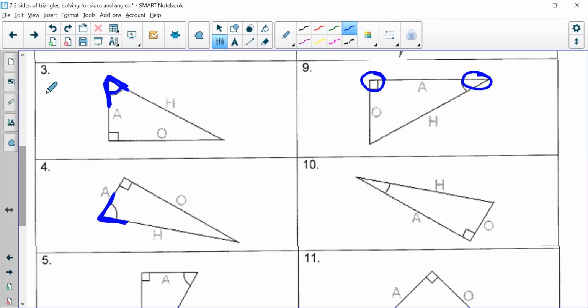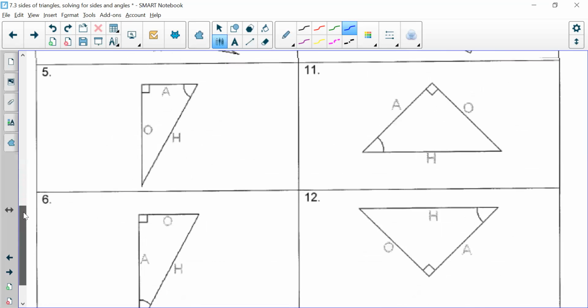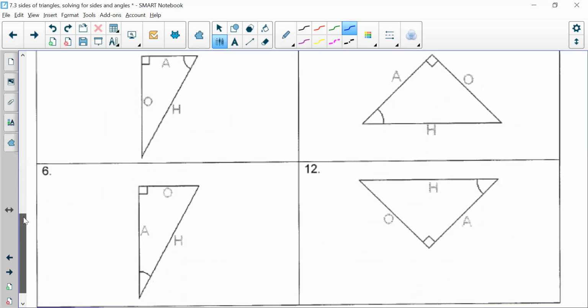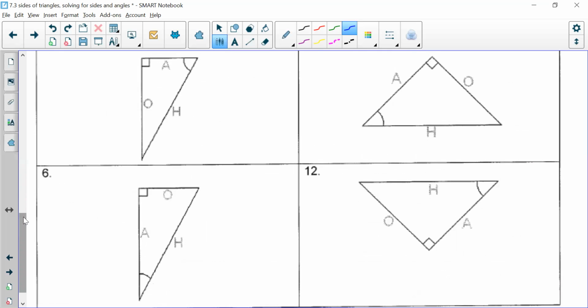Okay, so here's your last few. Let me just erase that. All right, so here is 5, 6, 11, and 12. And I find 11 and 12 can be a little tricky because of how they oriented it. Any questions on 5, 6, 11, or 12?